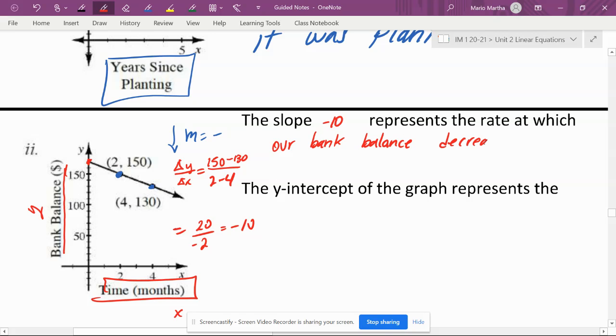decreases, right? Because it's going down per, right? Per, and in this case, we're measuring time in months, so per month.